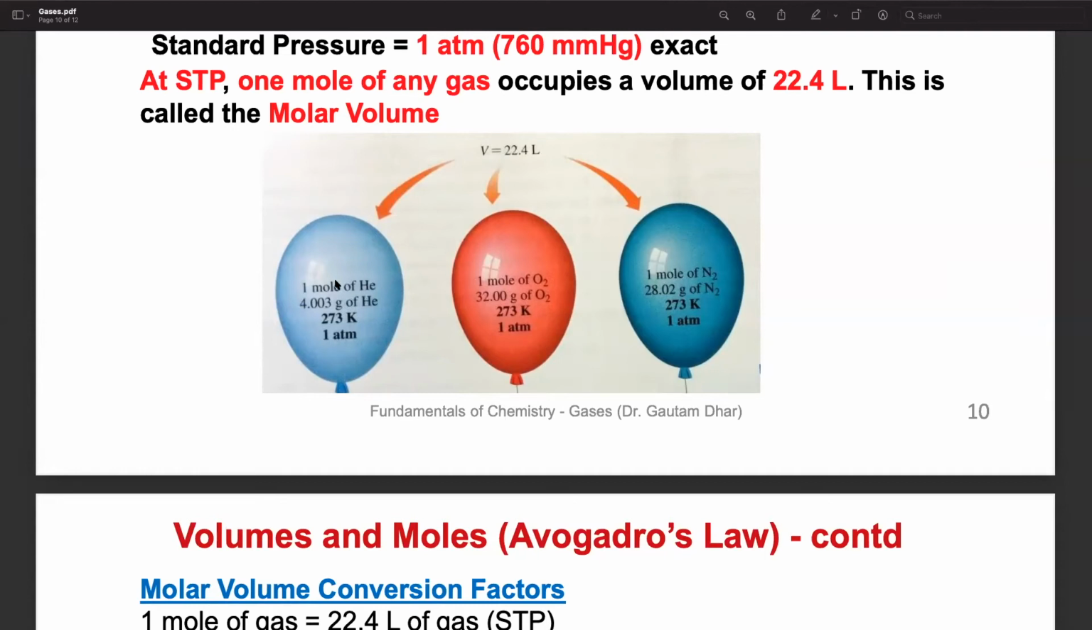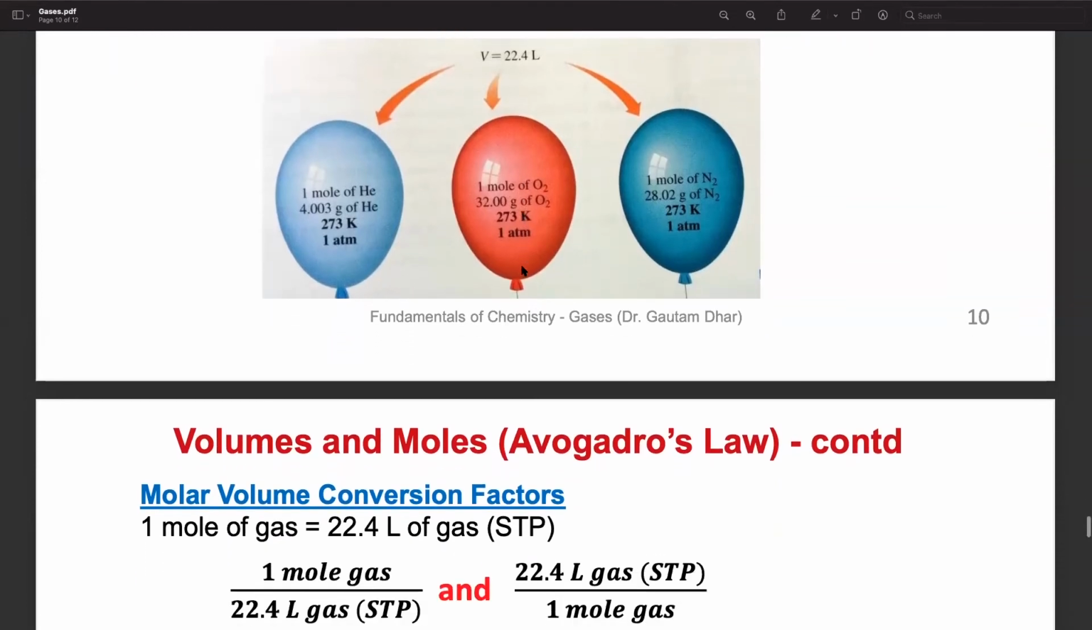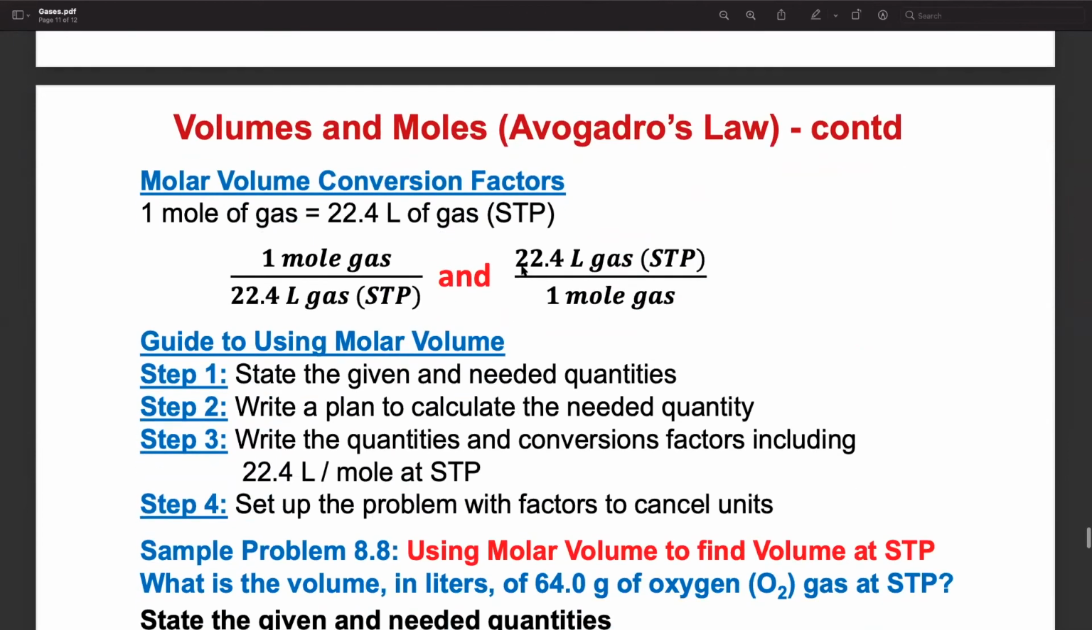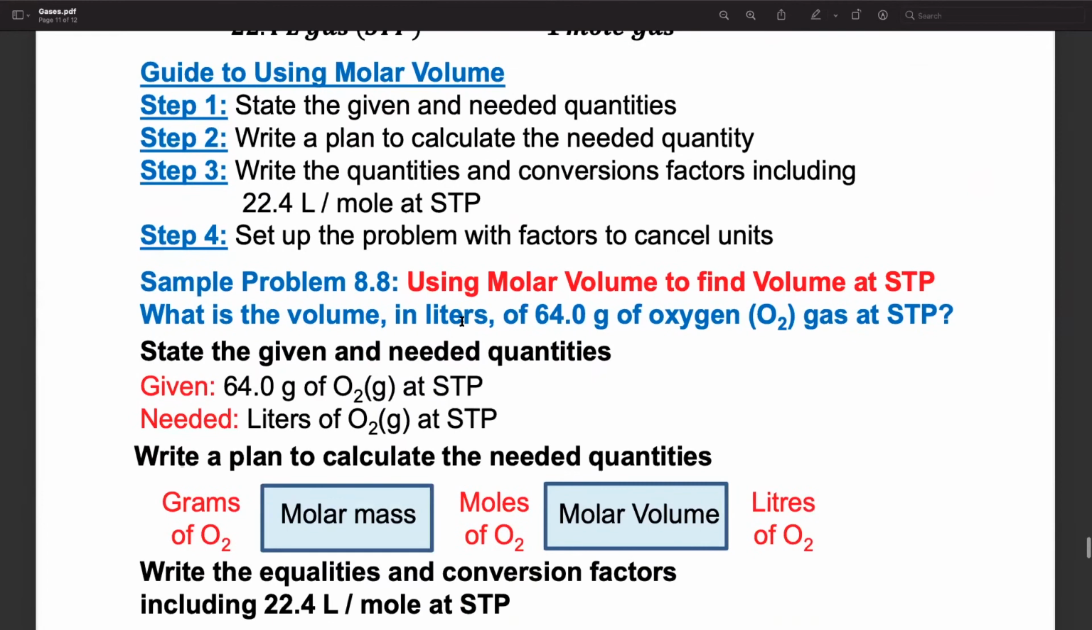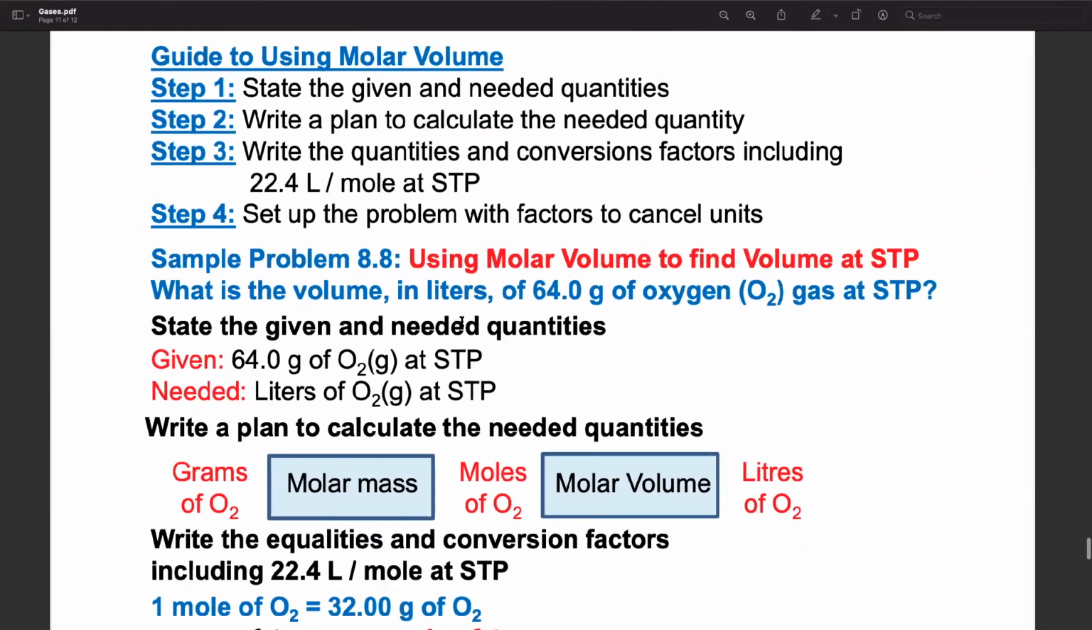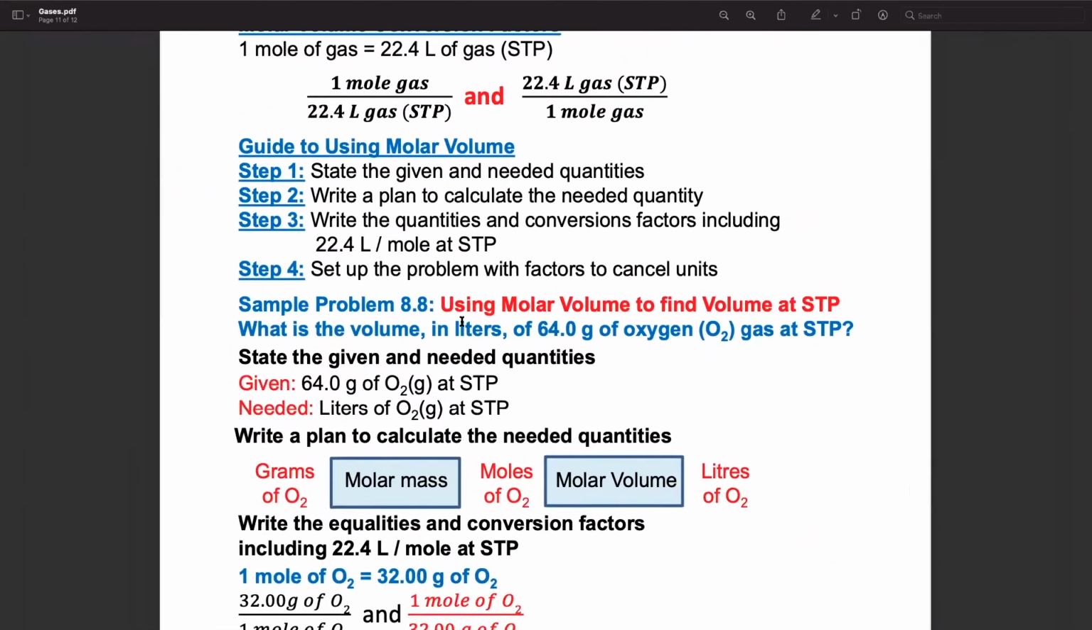So the number of molecules is the same in all three of them. And then the volume will be constant and equal to 22.4 liters at STP. So these are the conversion factors we can use, and depending on what we need, we can go from one to the other. So here is a problem.